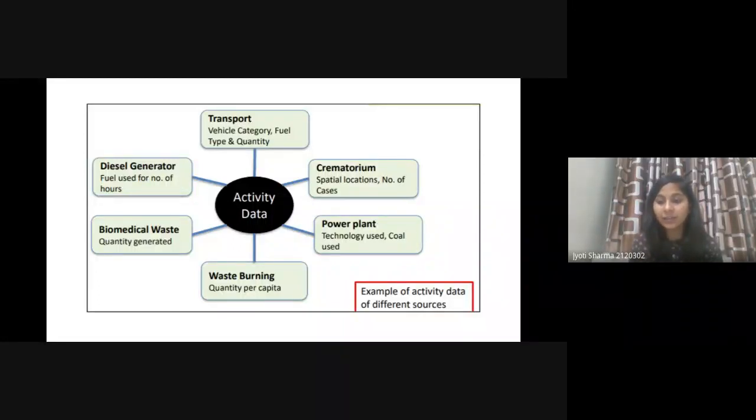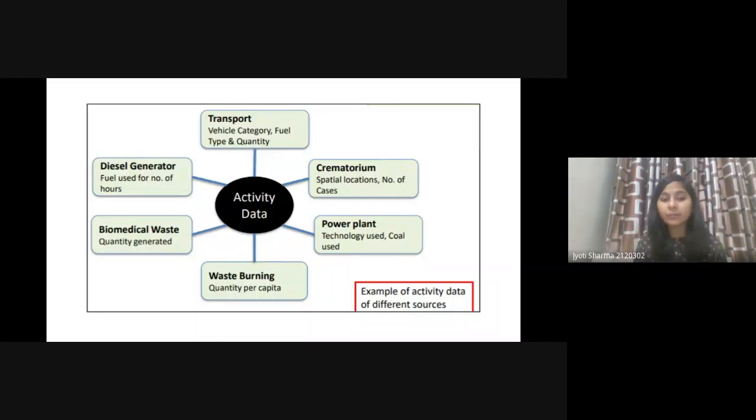Either it is a three-wheeler or four-wheeler or two-wheeler. Either it is based on what type of fuel we are using, either diesel, petrol, or CNG. So we will categorize this under transport. So this will be the activity data.